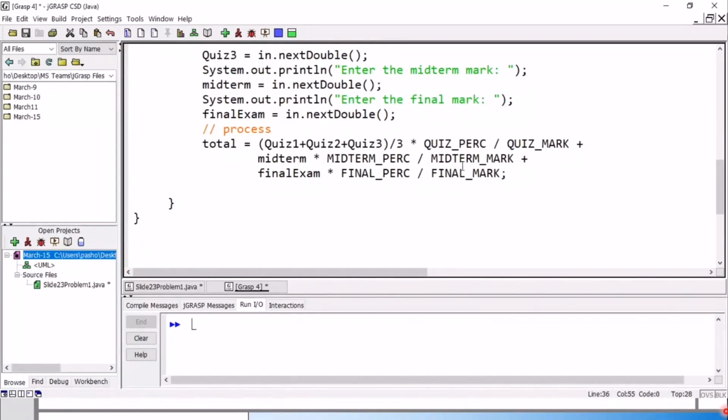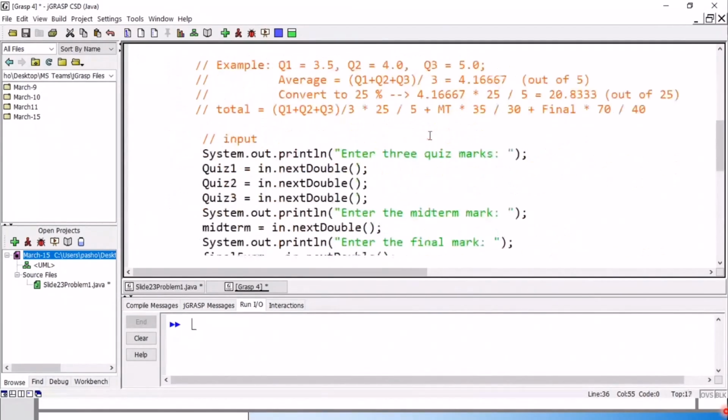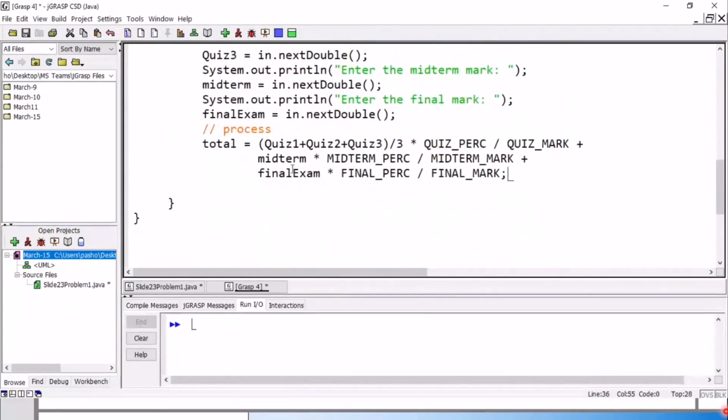So now in the equation, we are just writing the name of the constant. Again, anytime you want to change the constant, you simply go and change it here. There is no need to change every equation that has those constants.